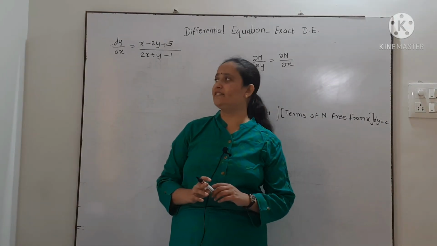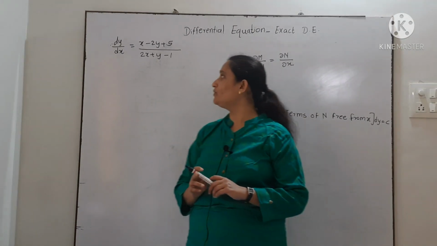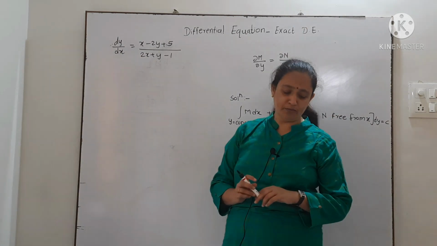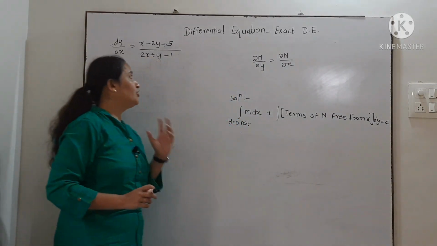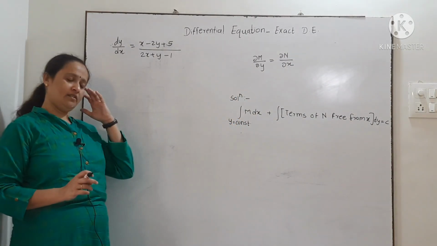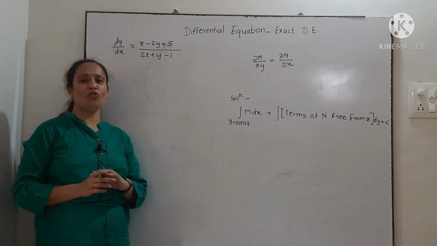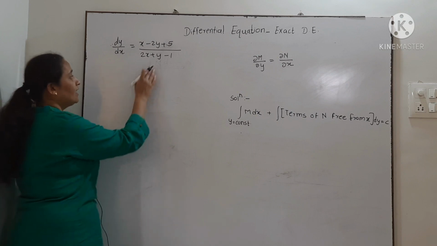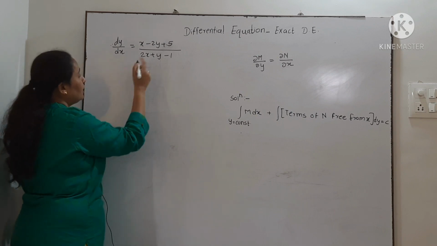Now, we'll consider the next example. Say dy by dx equal to (x minus 2y plus 5) upon (2x plus y minus 1). Once you see the example, you can suddenly think in your mind that this is a non-homogeneous differential equation. You are right. But here now we will check the condition whether b1 is equal to minus a2.